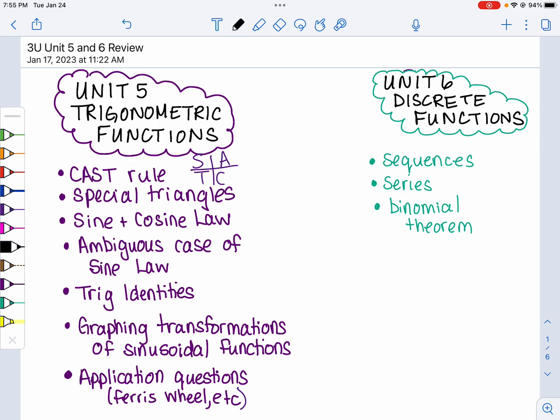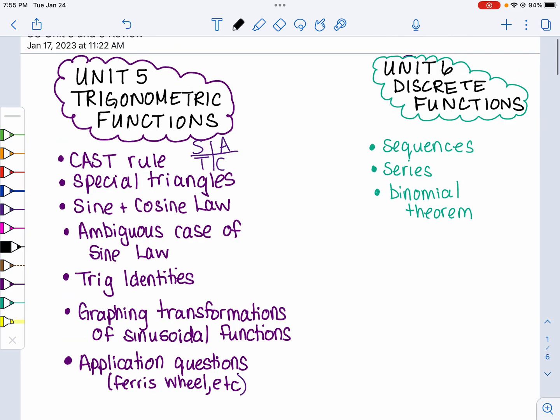A quick recap of Unit 5 and 6. So trig functions and discrete functions. Here's a list of everything we did in each unit. I'm just going to quickly go through them all and maybe show how to solve some stuff. Maybe just talk about it, just so the video is not 100 hours long.